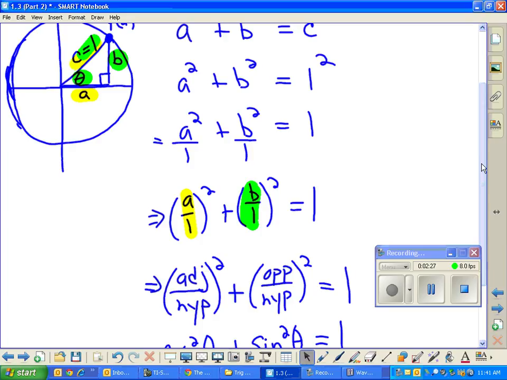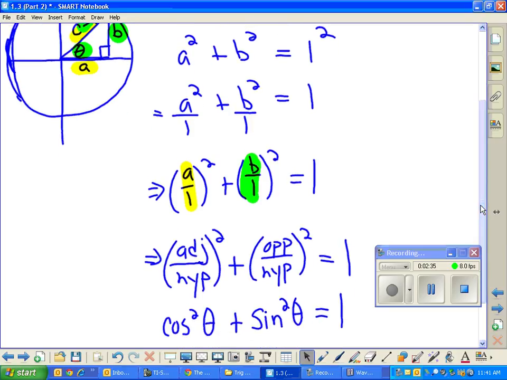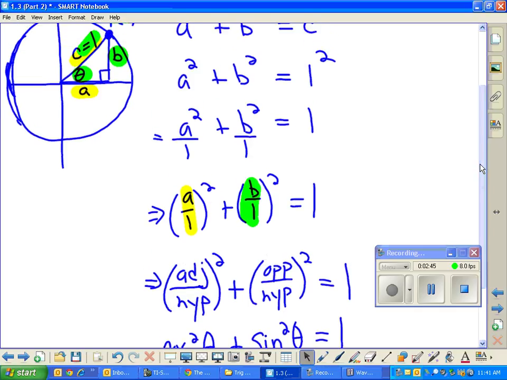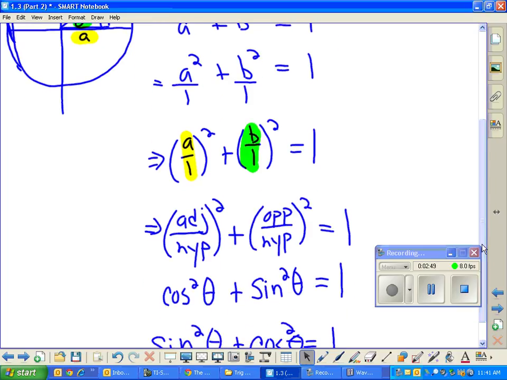We notice that a over 1 is adjacent over hypotenuse to this angle theta, right? We're concerned about theta right now. And so we see that to theta, it's adjacent over hypotenuse, and once again, it's still squared. And b over 1 is just opposite over hypotenuse, which is where we're getting that. Still squared, and you notice the whole time we're bringing down equals 1. That hasn't changed.